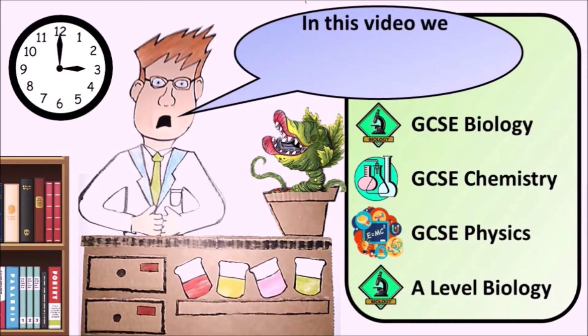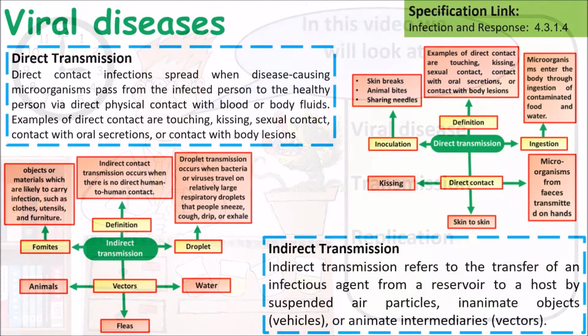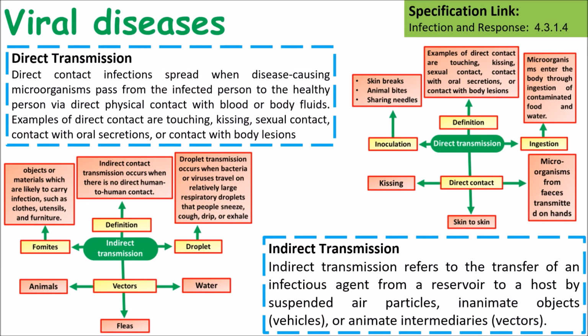In this video, we will look at viral disease, transmission of viral diseases, and the replication of them. Viral diseases can spread in mainly two ways. We've got direct transmission and indirect transmission.